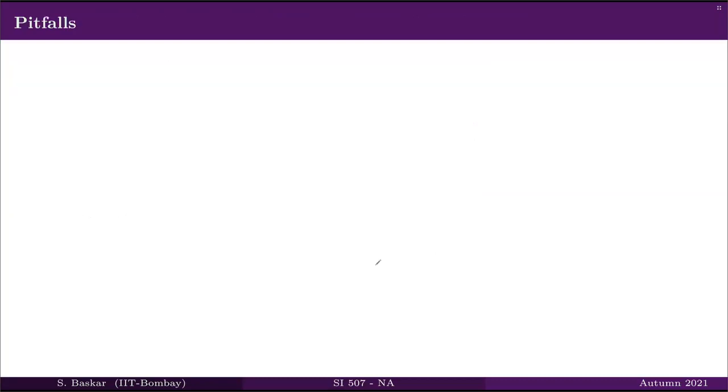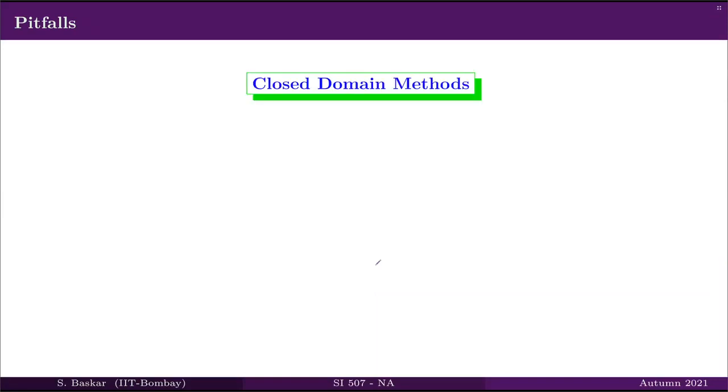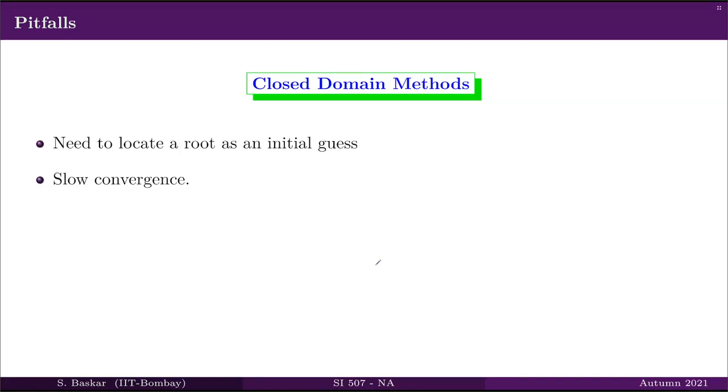With this, we have finished our discussions on all the nonlinear methods that we are interested in. Let us go back and see what the pitfalls of these methods are. Let us start with the closed domain methods. The main disadvantage of the closed domain methods is that we have to locate a root of the equation in order to start the iteration process itself. Generally, these methods converge very slowly. However, they surely converge once we obtain the initial interval successfully.